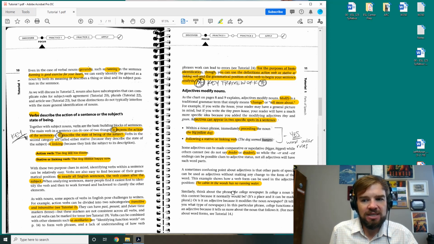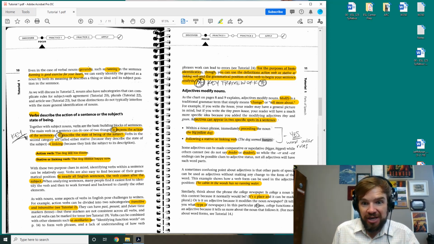Similarly, think about the phrase the college newspaper. Is college a noun in this context because it normally would be a noun, right? A college is a place and it can be made plural. Or is it an adjective because it modifies the noun newspaper? It tells you what type of newspaper.